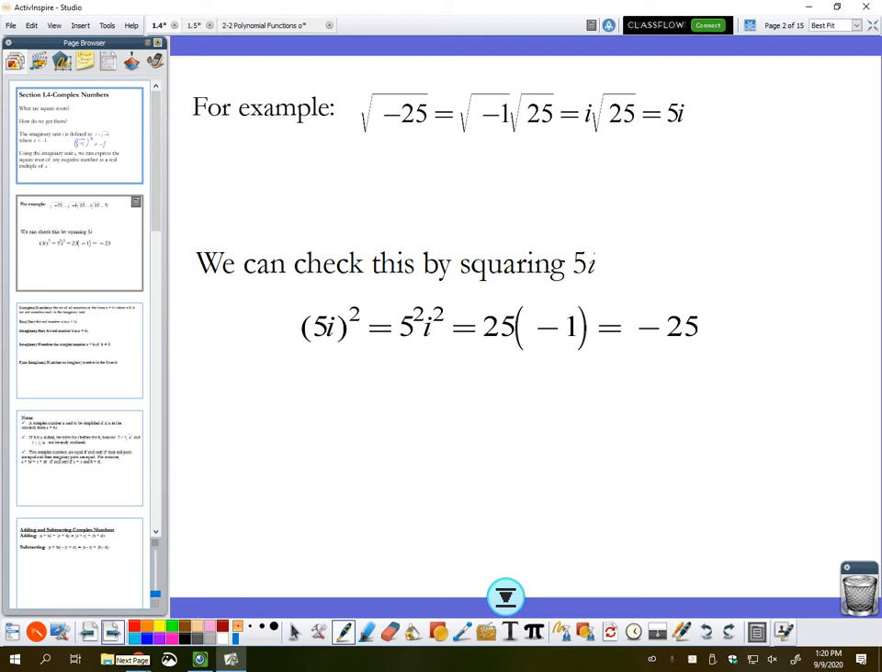Okay, so if you have the square root of -25, you have to break it apart into -1 times 25. So the square root of -1 is i, the square root of 25 is 5, so you have 5i. You can check this by squaring it back, and you can see how that works.